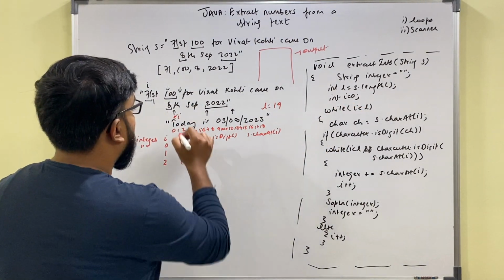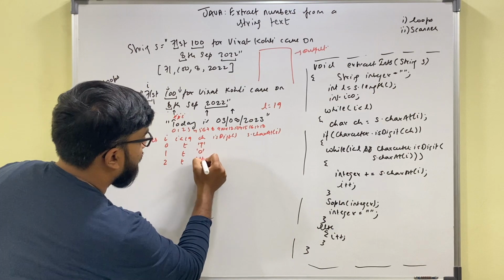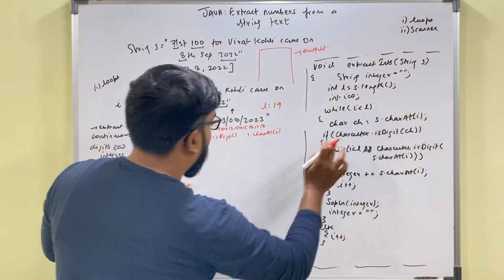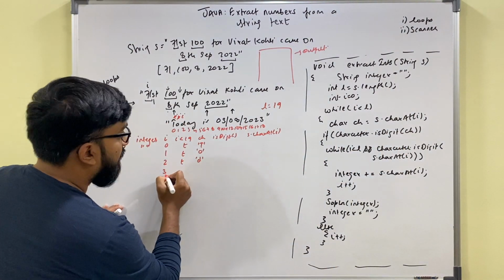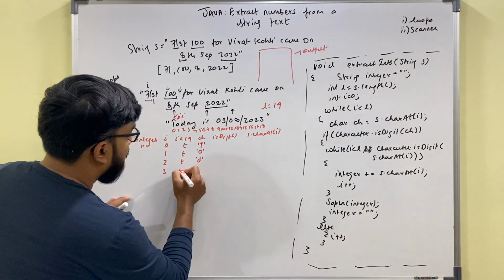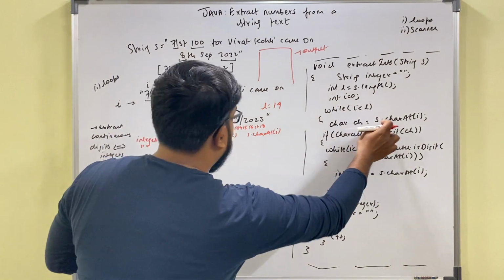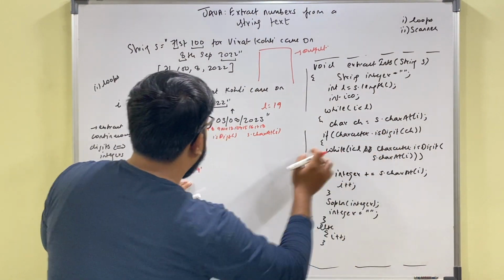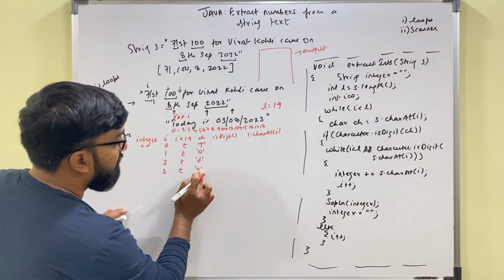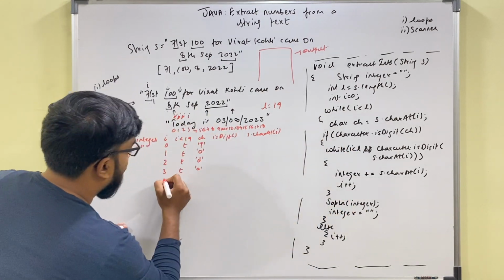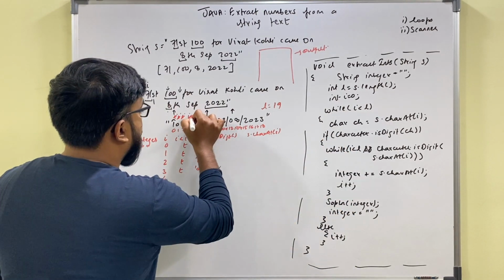This is less than 19, I comes here, ch is lowercase d. Character is digit of ch is false, you go to the else part, I is incremented to 3, you go back to check for the while loop condition, 3 is less than 19 is true. I is here at lowercase a, ch is s dot charAt I, lowercase a. Character dot isDigit of lowercase a is false, you move to the else part, I becomes 4, I comes here.